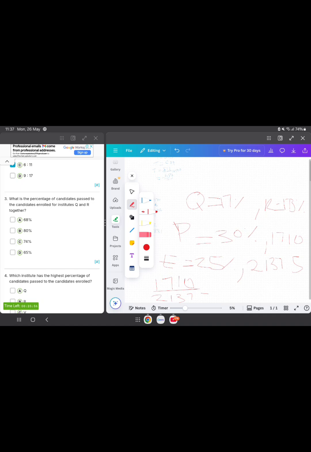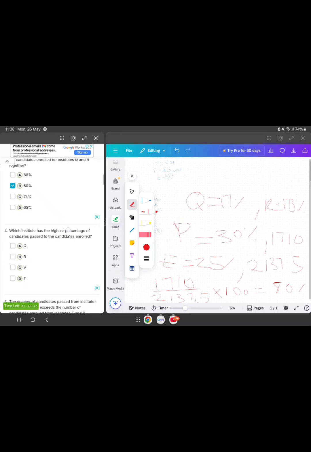Okay, the comma doesn't really make sense. The 0.5 doesn't make sense in those who enrolled because we are talking about people here. Okay, but then continuing, we have times 100, it will be 1710 divided by 2137.5 times 100, which is 80%. Okay, and then that is B.